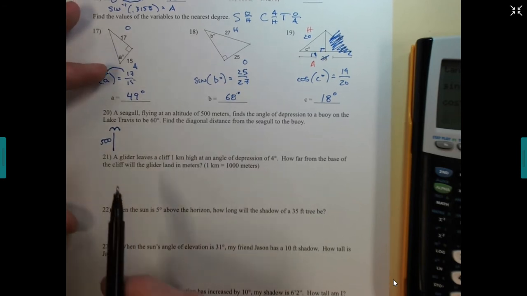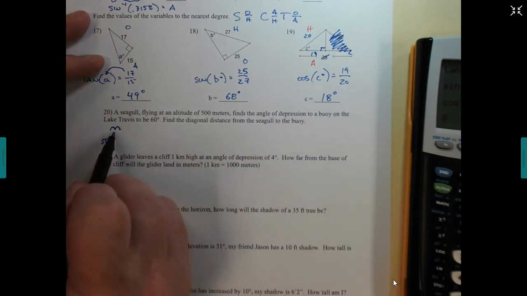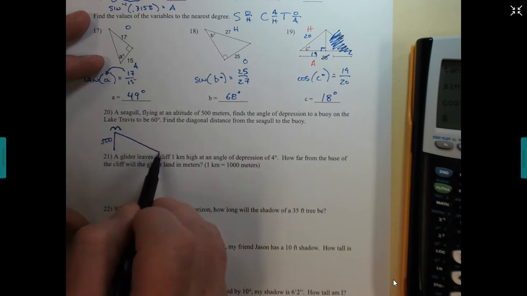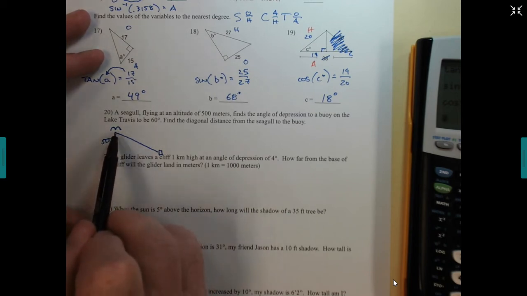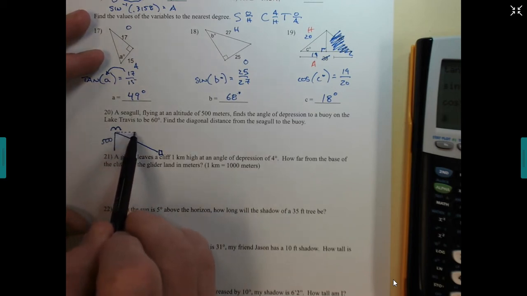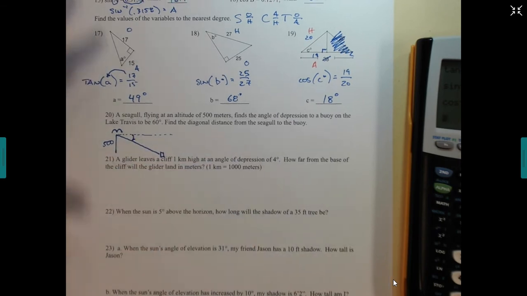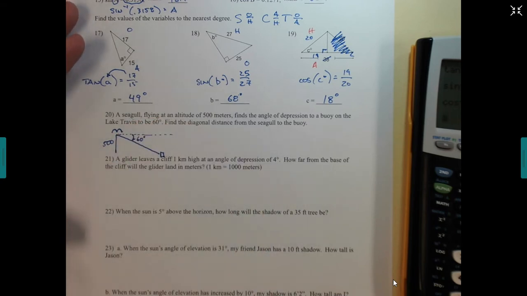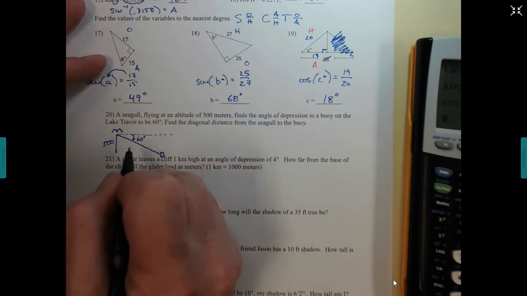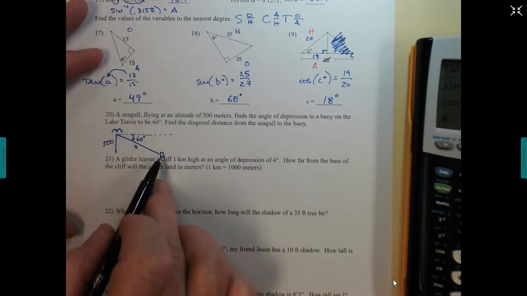Find the angle of depression to a buoy. So there's some buoy. We gotta be careful. There's some buoy in the water here. But try and remember, the seagull has its own horizontal perspective. The angle of depression is below a horizontal line. So my 60 degrees actually belongs here. It says find the diagonal distance from the seagull to the buoy. So I got 60 degrees there.